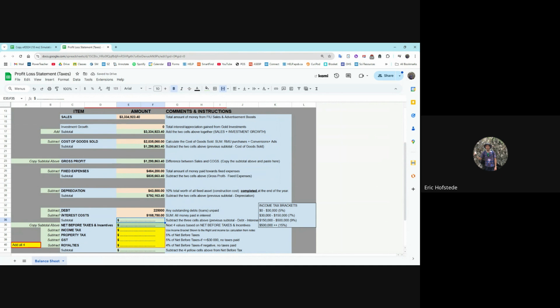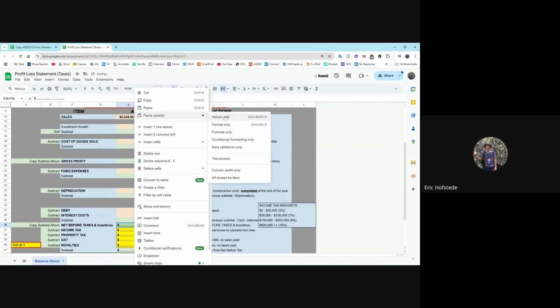Another subtotal. This one I actually have to subtract twice, so I'm looking at the three numbers above. So it's equal to this number subtracted by this number, also subtracted by this number. So I'm down to just shy of 400,000, and that is going to become my net before tax. I copy the subtotal above, copy, and paste. Nope. Paste values.